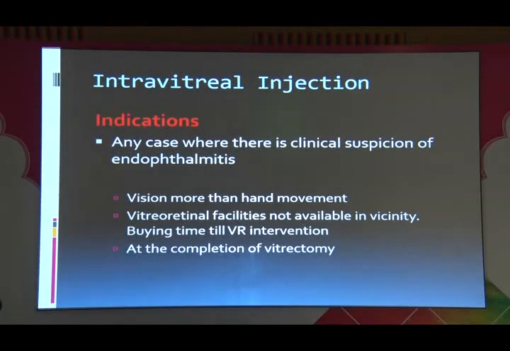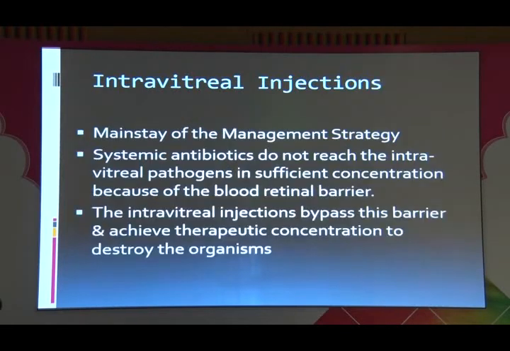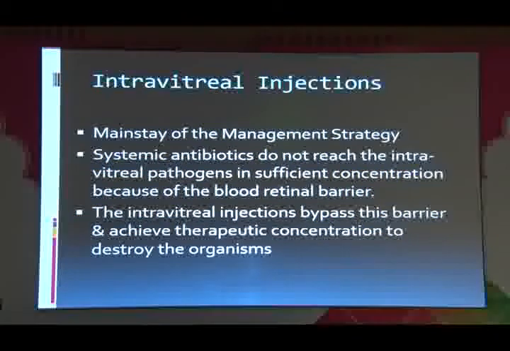So the indications: we know that in any case where there is a clinical suspicion of endophthalmitis, vision is more than hand motions, vitreoretinal facility is not available in the vicinity, it's buying time for VR intervention, and also at the completion of vitrectomy, we give intravitreal injections. It's the mainstay of management strategy. Systemic antibiotics do not reach the intravitreal pathogens because of the blood-retinal barrier, as Dr. Ajay had told you, and to bypass this, we use intravitreal injections.